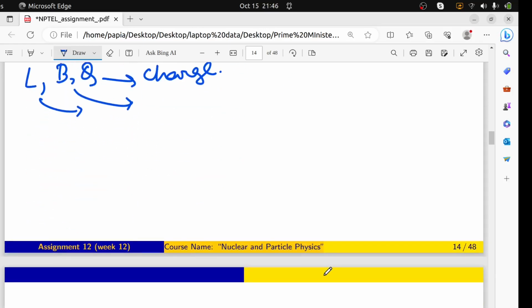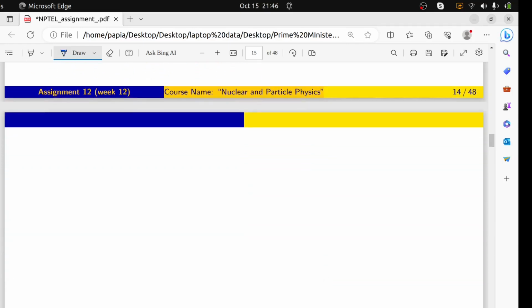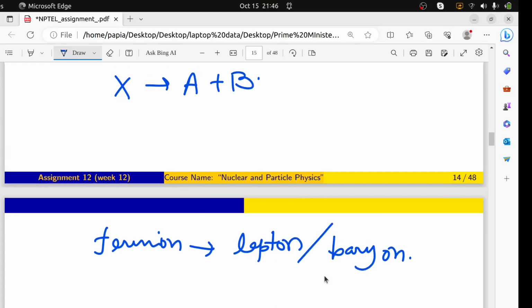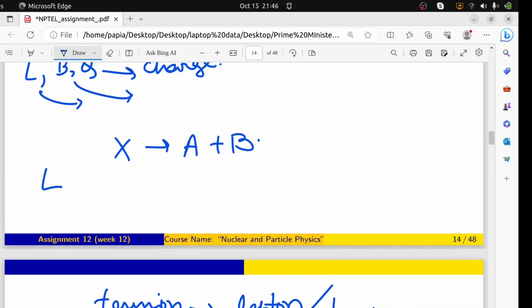Now coming to the condition that X is going to A plus B. I told you that X is a fermion, A is a fermion, right? Fermion means it can be a lepton or it can be a baryon, right? I am just talking first about lepton number conservation. Let's say X is a lepton, A is also a lepton. If it is a lepton, then our lepton number should be conserved. That means B should not be a lepton. Otherwise, lepton number will be violated, right?